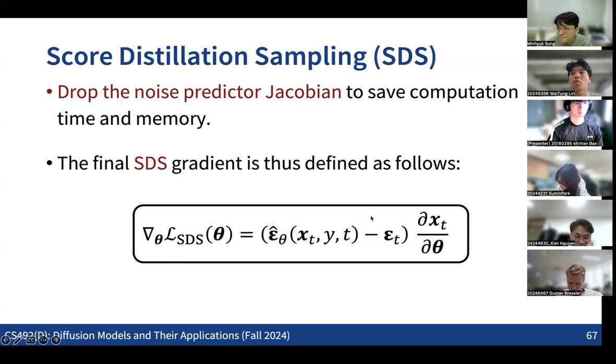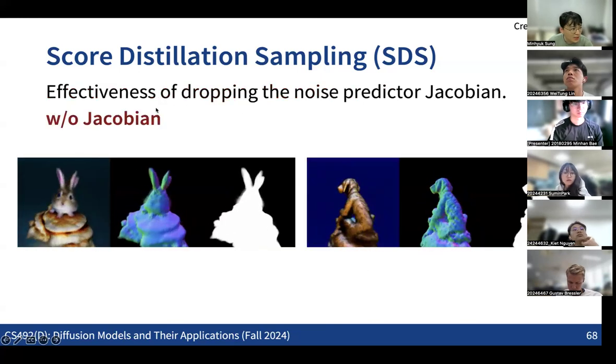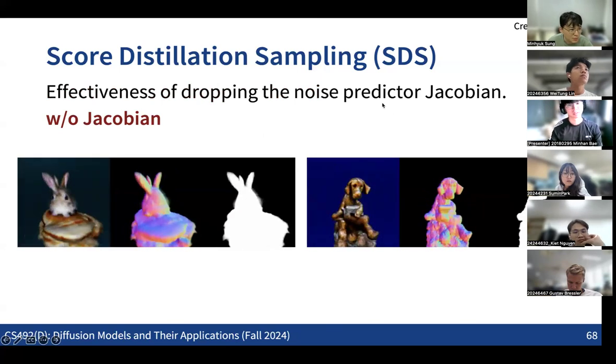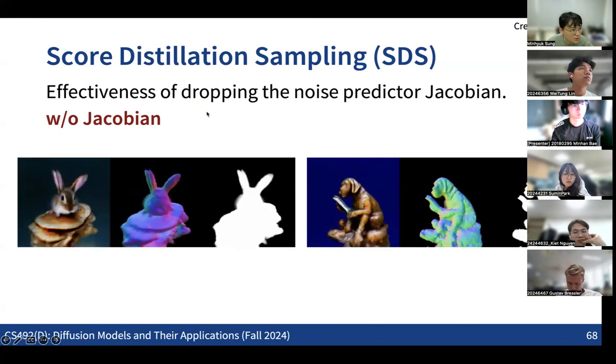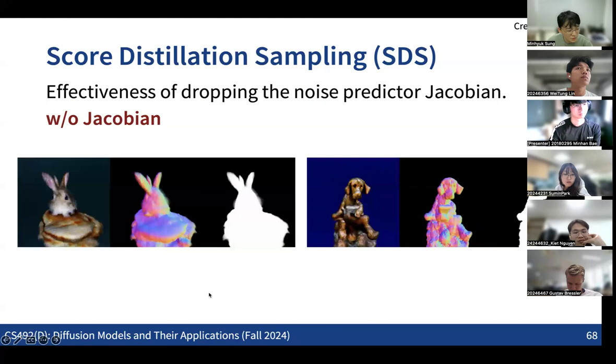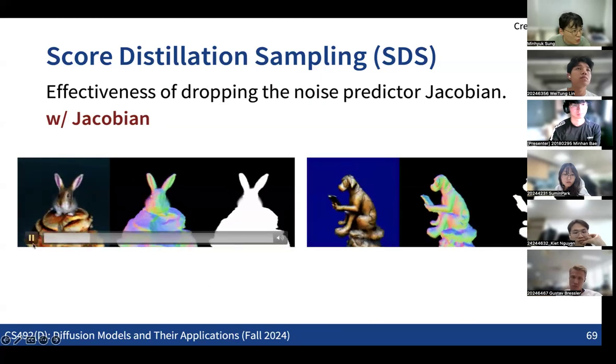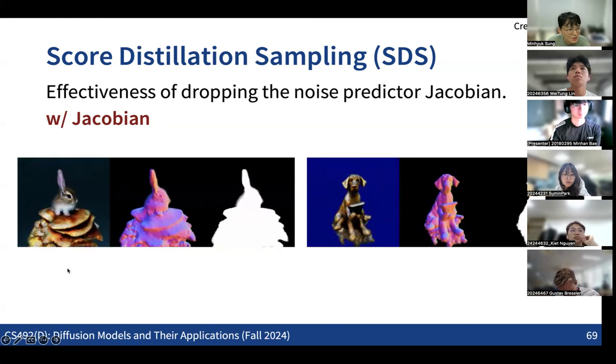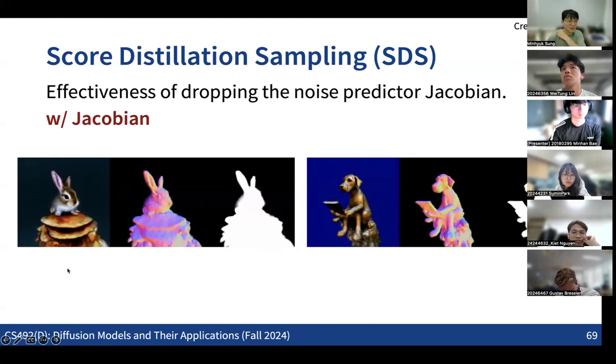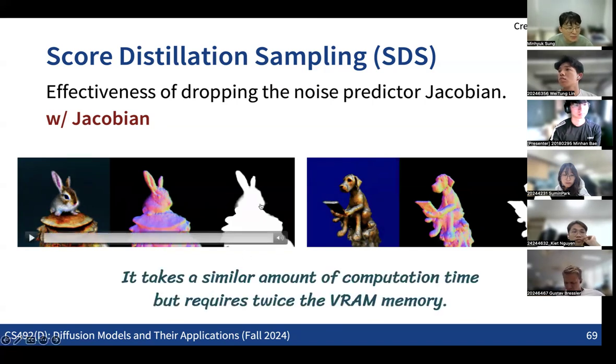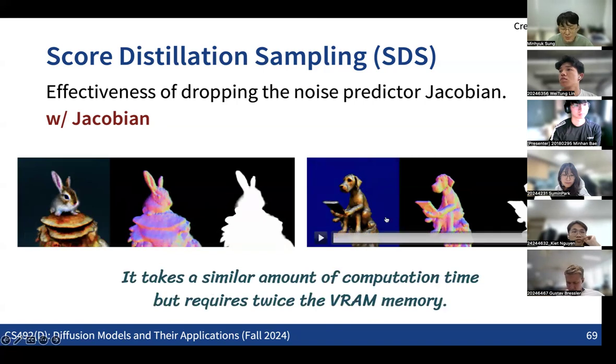And these are some results showing the effectiveness of dropping the noise predictor Jacobian. This is the original version, not using the Jacobian of the noise prediction network. It looks okay. And when you also use the Jacobian, there's no big difference. You can also play with this to see how much dropping the noise prediction Jacobian really affects the final outputs. But when we tested those cases, what we found is that it gives similar outputs, and the computation time is also similar.